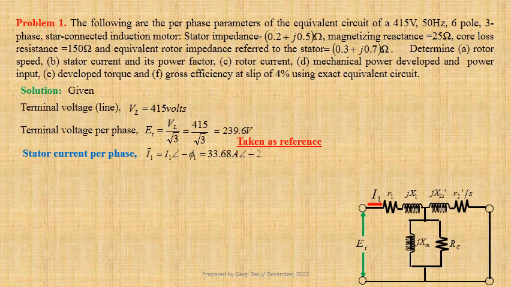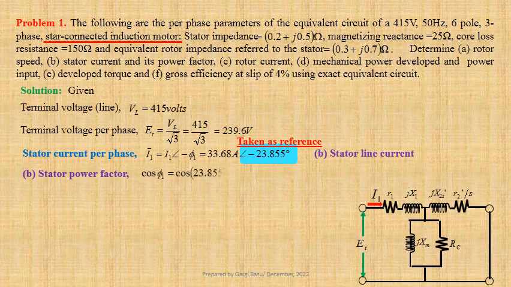In polar form, stator current per phase I1 equals I1 at an angle minus phi1 equals 33.68 ampere at an angle minus 23.855 degree. For a star-connected induction motor, stator current per phase equals stator line current. Let us now determine stator power factor. Cos phi1 equals cos of 23.855 degree, that gives us 0.9146 lagging.